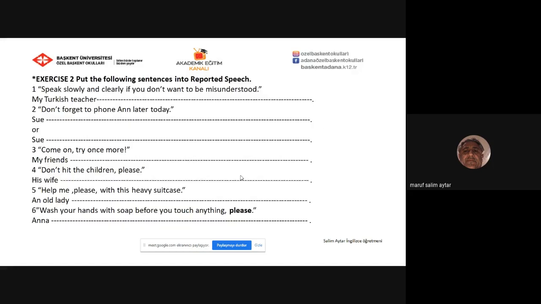Exercise 2. Put the following sentences into reported speech. Be careful and concentrate, please. Speak slowly and clearly if you don't want to be misunderstood. My Turkish teacher, blah, blah, blah. The second one says, don't forget to phone Anne later today. You need to use two options. In the third one, it says, come on, try once more.